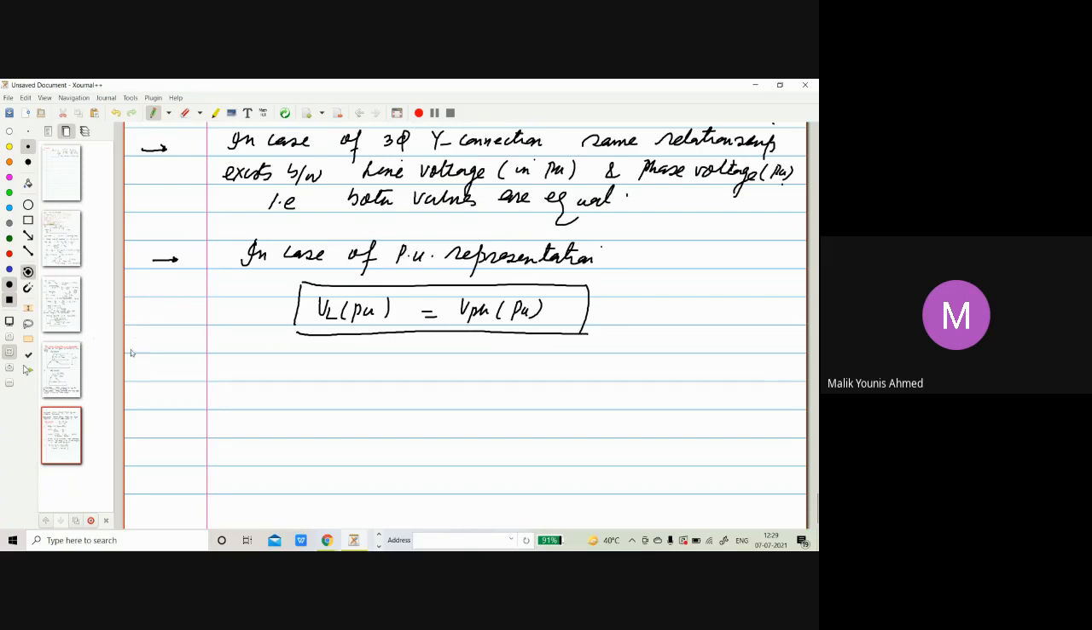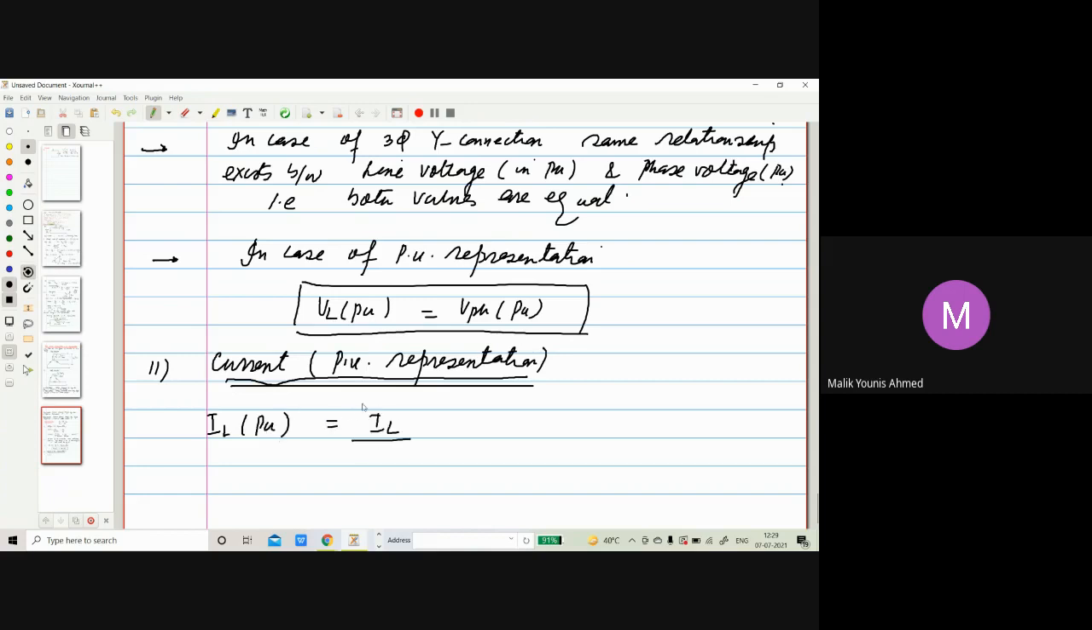Now second is current in terms of per unit representation. Okay, current in per unit representation. Let's see. Again, we'll write IL in per unit. That is a line current in per unit will be what? It will be actual value of the line current divided by the base value of the line current. That will be IL base.